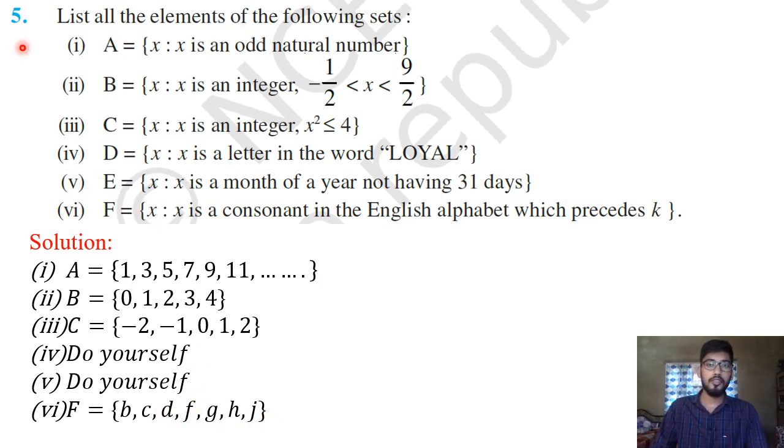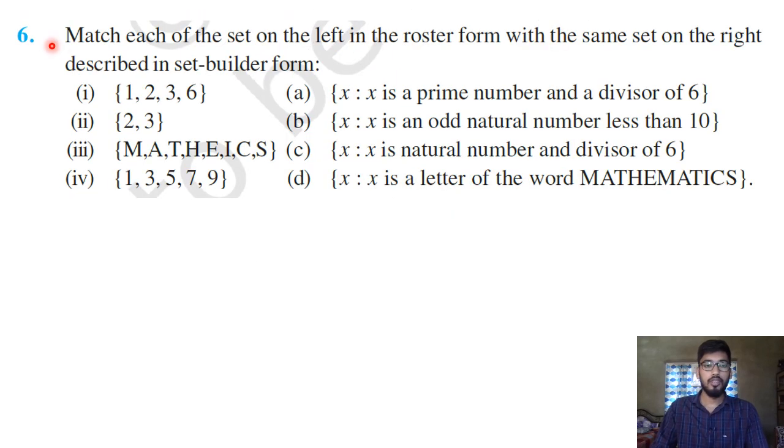Next question number 6: match each of the sets on the left in the roster form with the set on the right described in set builder form. So we have to match which set on the left is equal to which set on the right. This is a very simple question and I left this question for you. Try it.